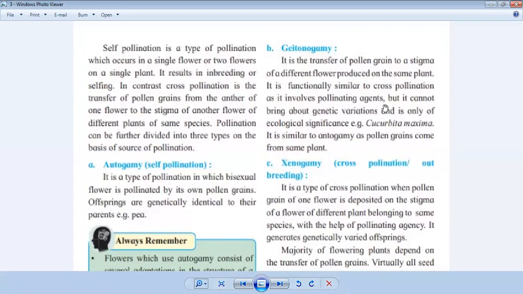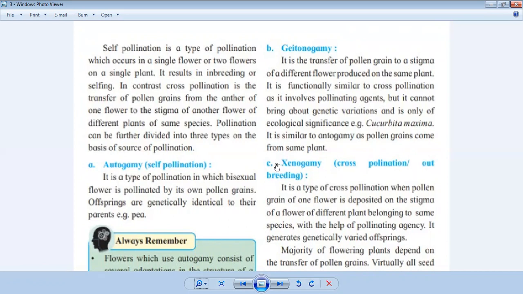Geiton means neighboring plant or neighboring organism, and in this neighboring plant, basically the transfer of pollen grains from one flower to another flower belongs to the same species.